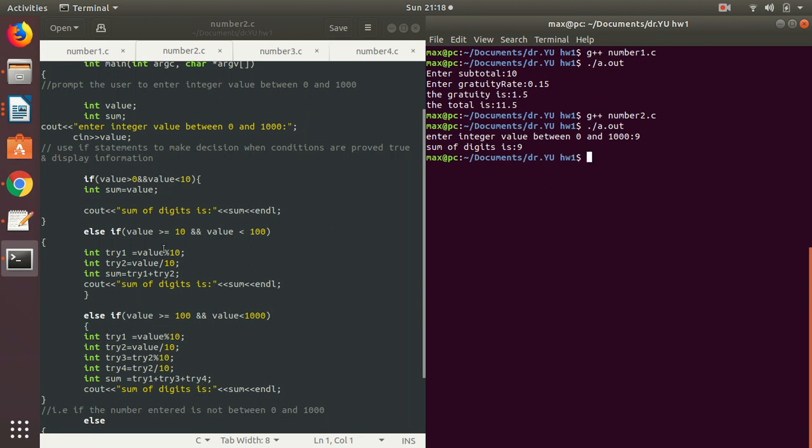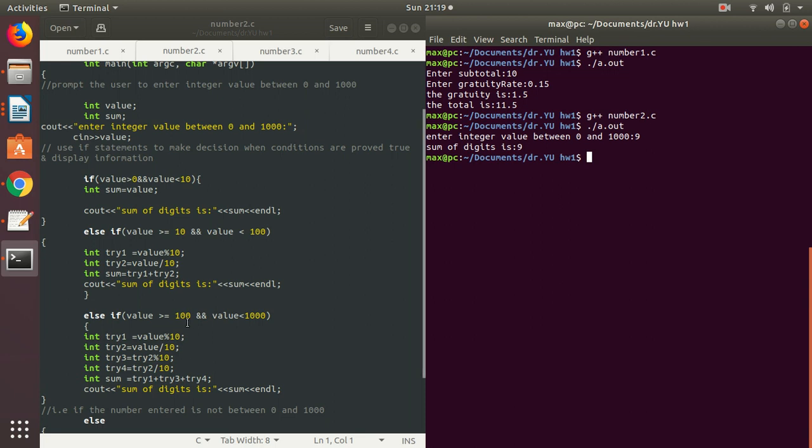What happens if the value was a 2-digit value, meaning the value is greater or equal to 10 and the value is less than 100? It will do the same. It will add this and that. For example, if the value is 92, the value modulus 10 gives the right-hand digit, that will be 2. Then you divide the same value by 10 to get the left digit. 9 plus 2 will give you 11.